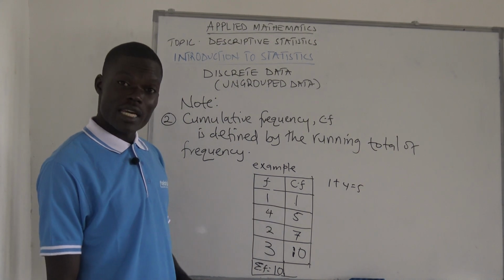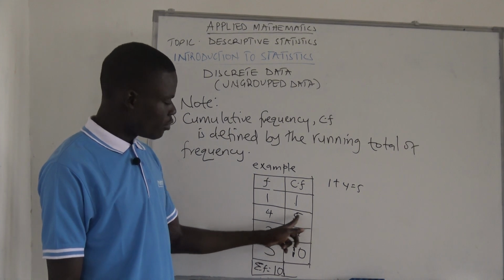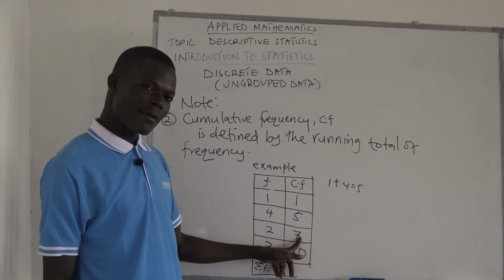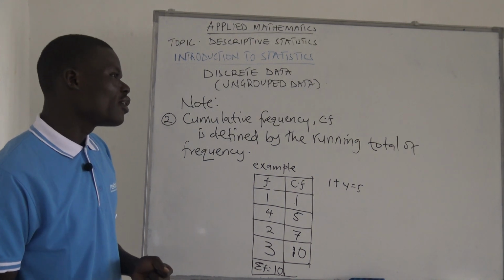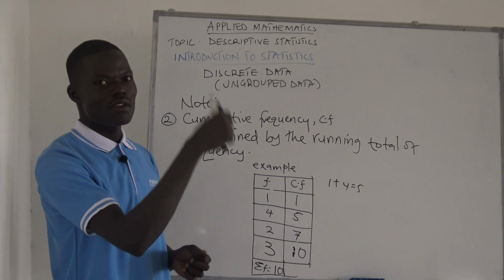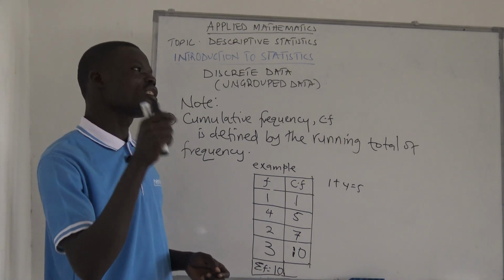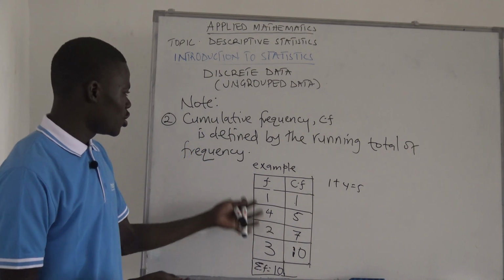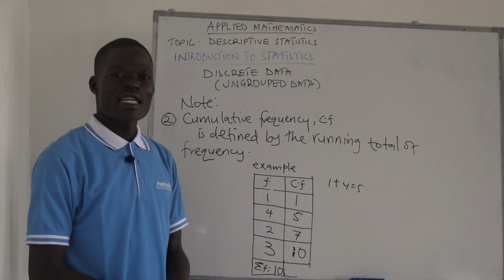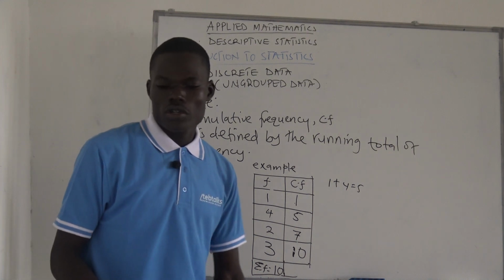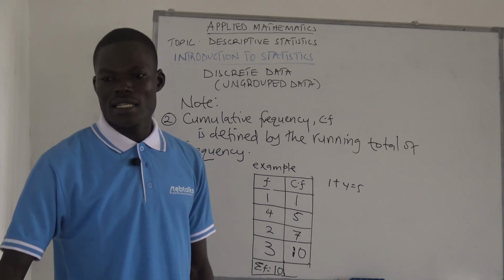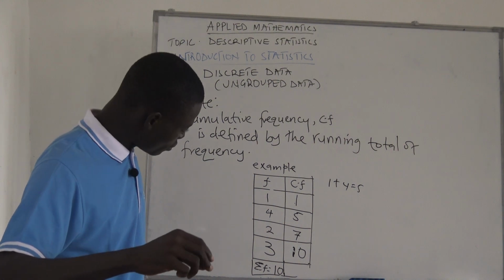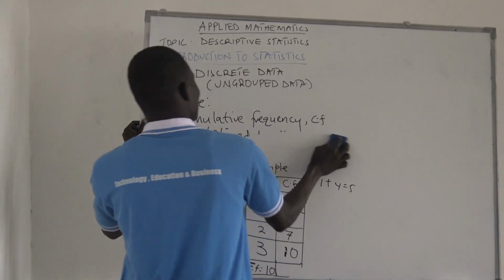To get the second one, you add 1 plus 4, which is 5. To get the third one, we have 5 plus 2. To get the current cumulative frequency, you get the cumulative frequency before, plus the frequency which is after. That's how you get it. So this is how we shall be looking at this. Basically that's the new introduction to statistics. So let us look at the examples.